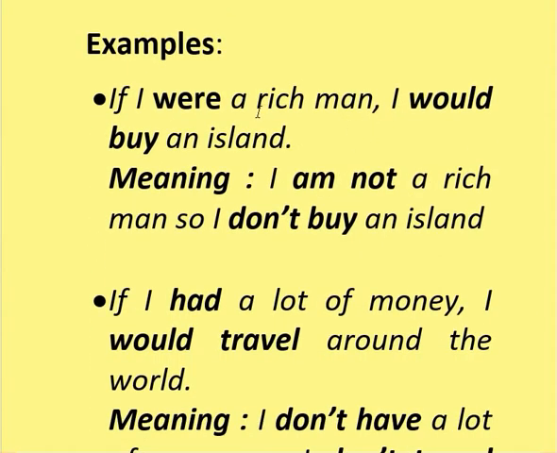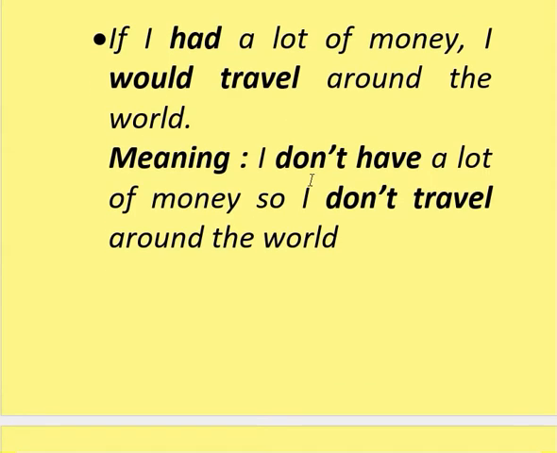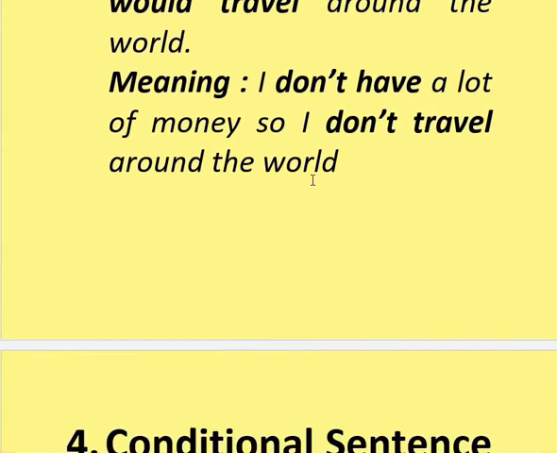Another example: if I were a rich man, I would buy an island. It means that I am not a rich man, so I don't buy an island. If I had a lot of money, I would travel around the world. It means that I don't have a lot of money, so I don't travel around the world.